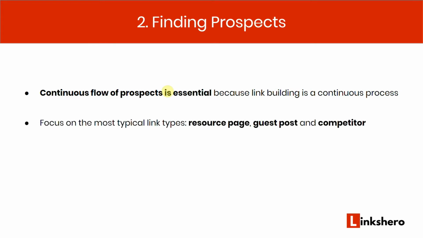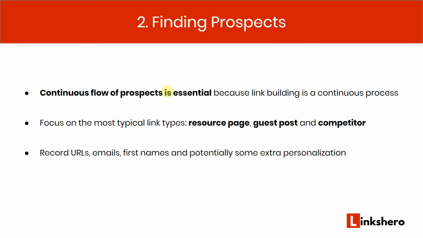So we are in this tutorial focusing on the most typical link types, and these are resource pages, guest posts, and competitors. So again, not every time they will work, not for every type of content, not for every type of niche, but these tend to be the most common ones. And guest posts are certainly the most common link building strategy out there. And then when we find prospects, we want to record their URLs, emails, first names, potentially some extra personalization into an Excel file, something we use for outreach later. That's about finding prospects.